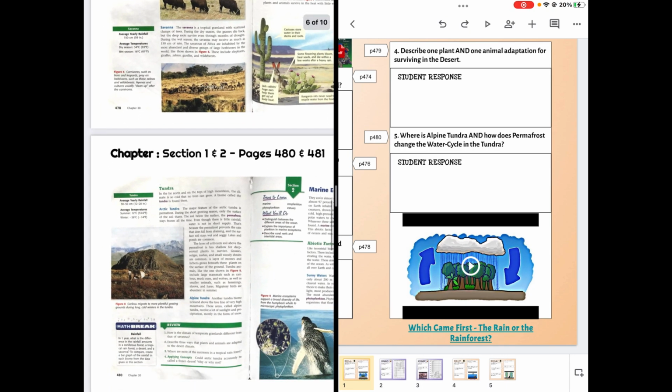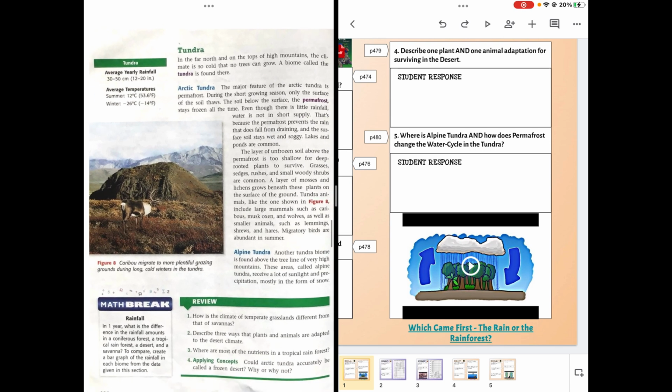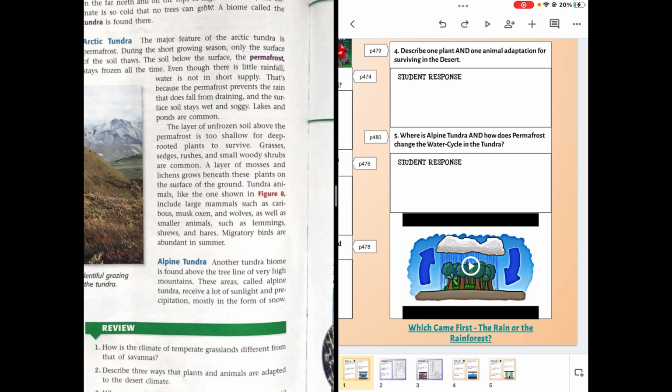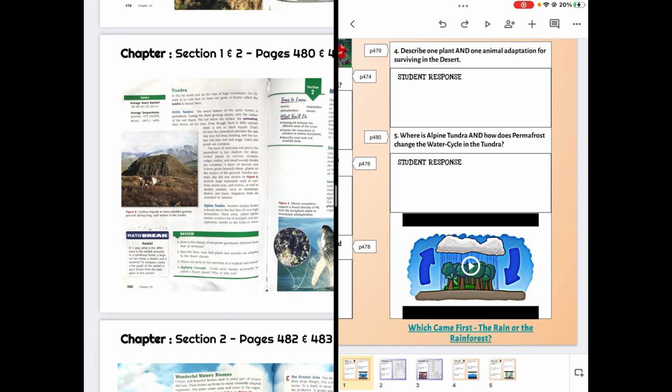And then lastly, we get to tundra. So tundra have this thing called permafrost. And alpine tundra is really special. So you need to figure out what it means to be alpine tundra. And then the permafrost, permanently frozen ground, one of our vocab words, messes up the water cycle, the traditional water cycle of raining and draining away into the ocean and evaporating and raining again doesn't happen. So we need to say how that permafrost changes the water cycle in the tundra.